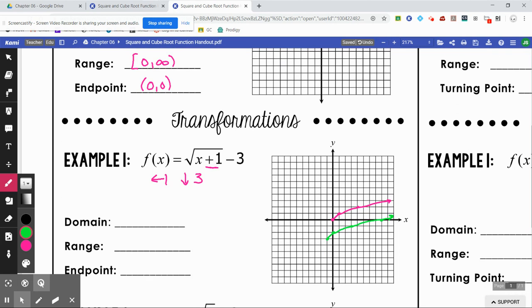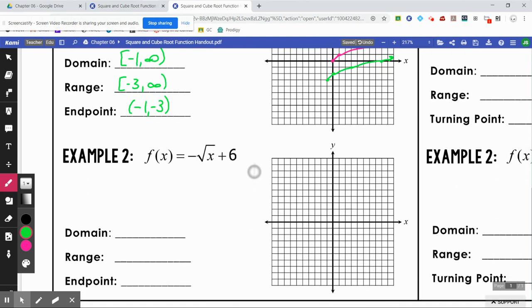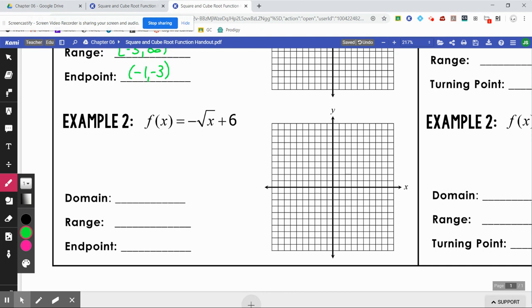The domain of your new function, since you moved it left 1, would now be from -1 to infinity. The range, since you moved it down 3 instead of starting at 0, would now be -3 up to infinity. And the endpoint got moved left 1 and down 3, so it is now located at (-1, -3).